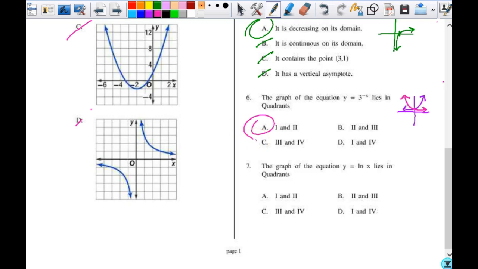All right, number 7. The graph of this equation lies in quadrants blank. All right, so this is the natural log. Same kind of looking parent function as a log of any base. So there we go. Something like that. And there is no transformation here, so that is quadrants 1 and 4, which is D.